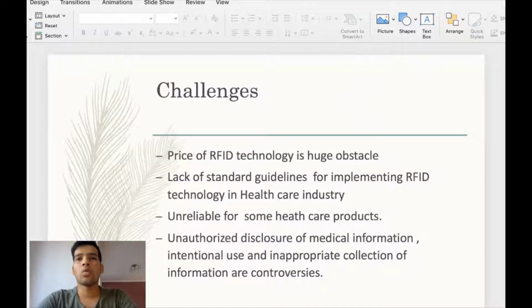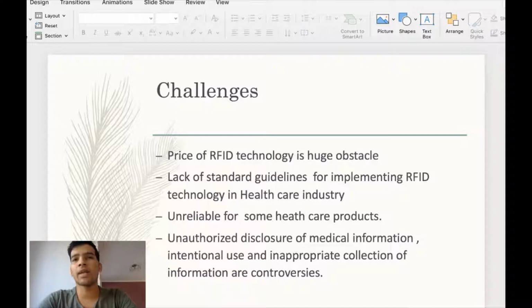So, along with the benefits, RFID technology comes with different kinds of challenges as well. Although the use of RFID technology is advantageous in the healthcare industry, there are some challenges of implementing it in hospitals. Firstly, the price of the technology is a huge obstacle in the healthcare industry. Currently, the cost of implementing and utilizing the technology is more expensive than the barcode system.